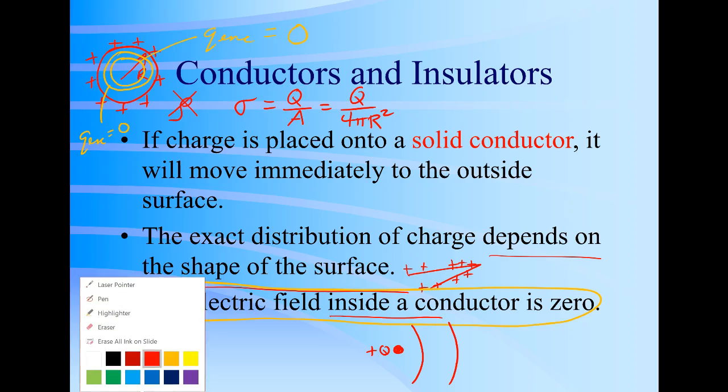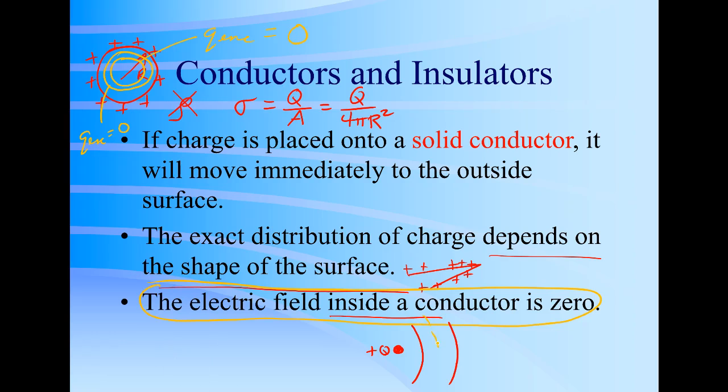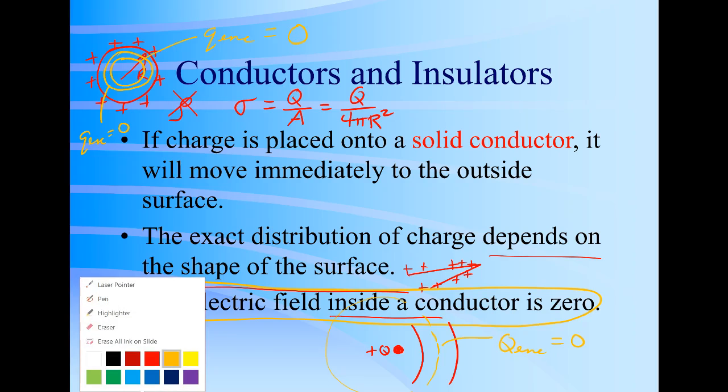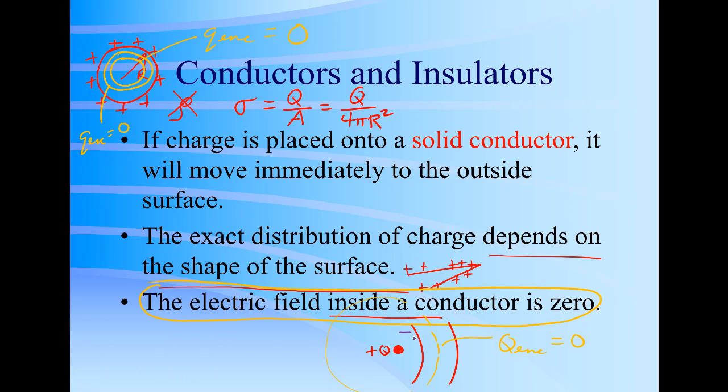Now if I drew a portion of my Gaussian surface kind of like this, and maybe it extends like this, I need to make sure that Q enclosed is equal to 0. In order for this to be achieved, charge will move so that there's charge equal to negative Q on the inner surface and positive Q on the outer surface.